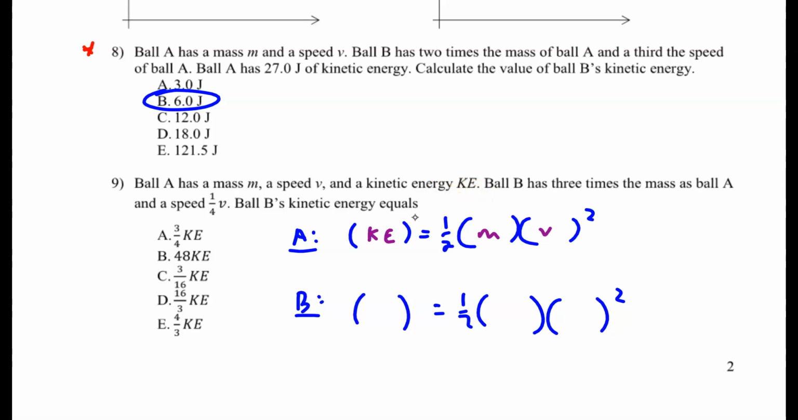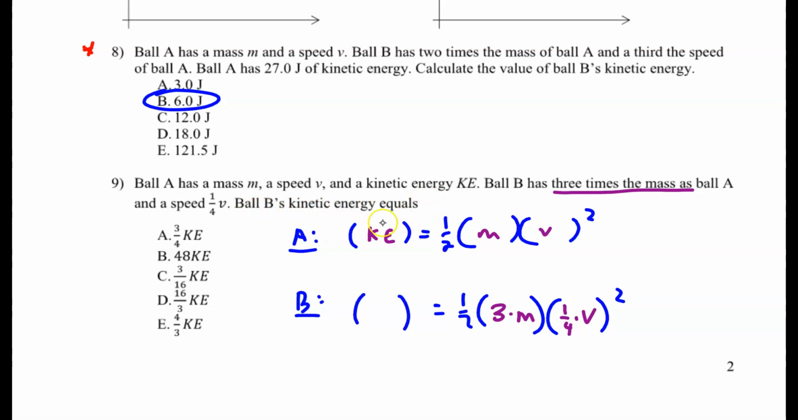All right, easy enough. Ball B has 3 times the mass. Okay, so B, for its mass, let's see, 1/2 mass speed squared. So this is mass. For B, I put in, what was it? 3 times the mass of A. So 3 multiplied by A's mass. And it has 1/4 the speed. So 1/4 multiplied by A's speed.